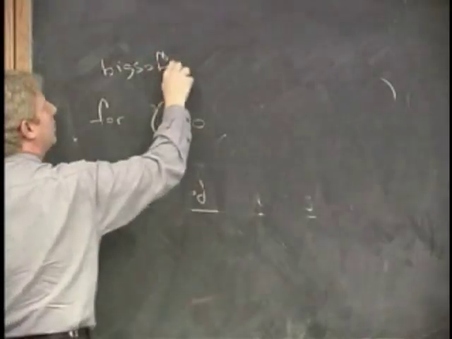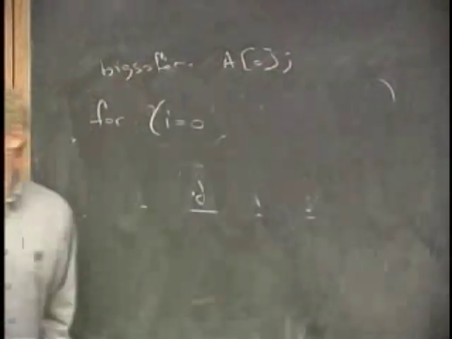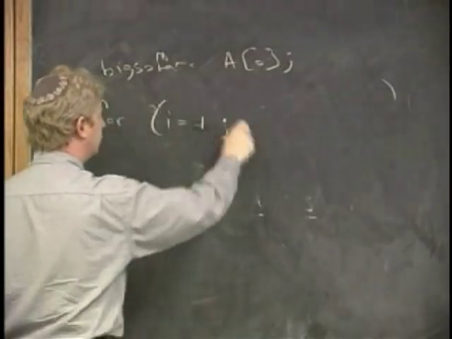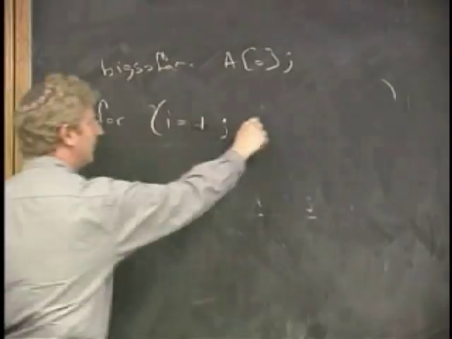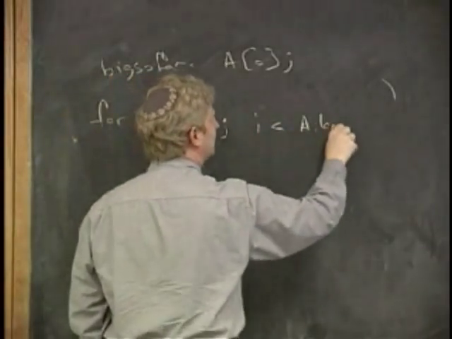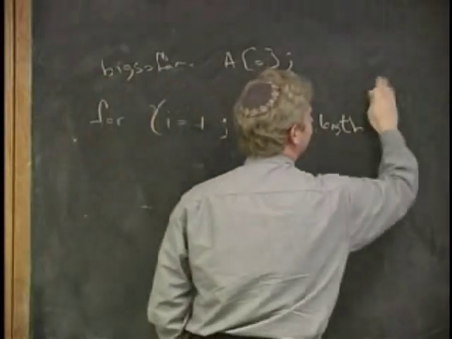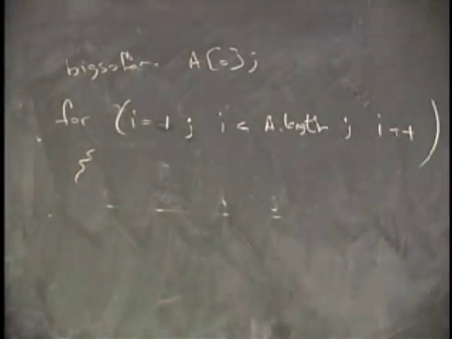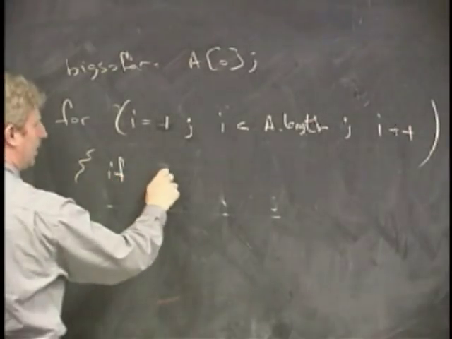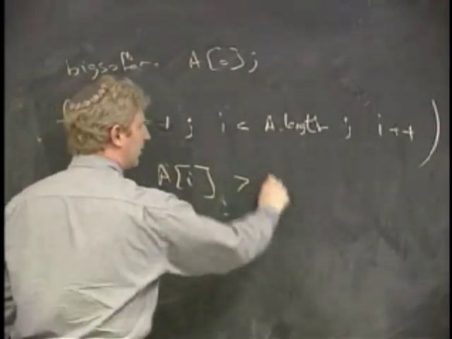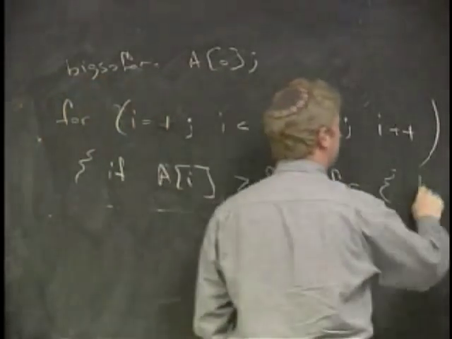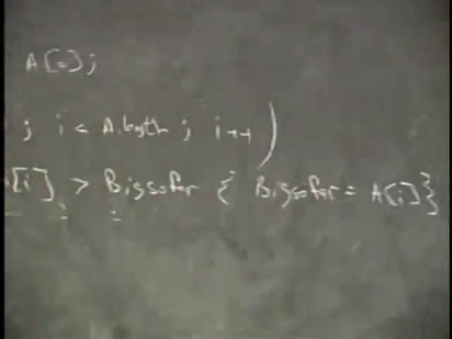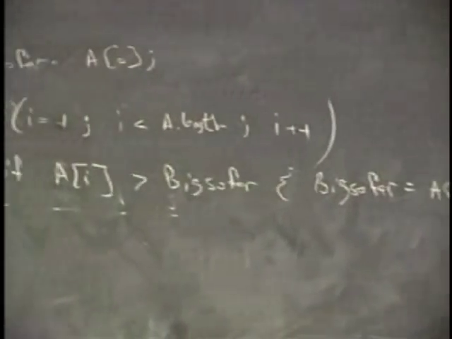All right, so how about big so far equals A bracket 0. Okay, biggest so far. And now I'm going to start this at 1. Fine. We're writing it in pseudo C. i less than A dot length. Pseudo C Java. Increment i. Do: if A bracket i is greater than big so far. Okay, it's too easy, huh? That's it, huh? And then when you're all done, you return big so far.